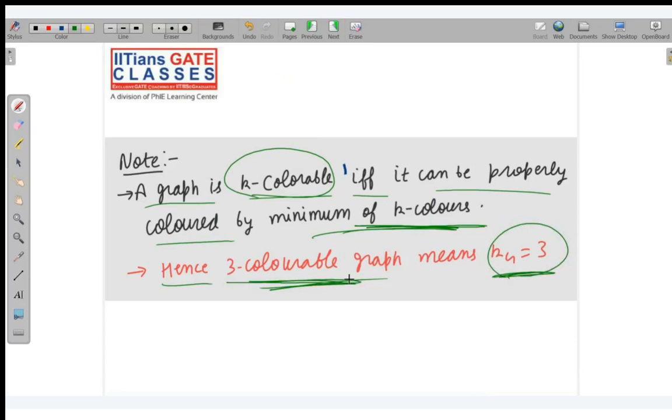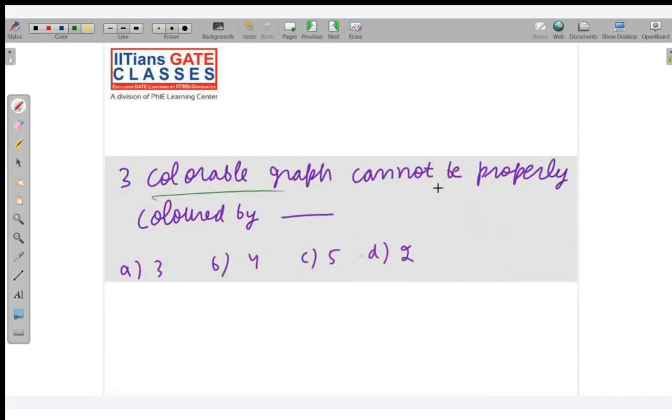Okay. Take snapshot. Okay. So a 3 colorable graph cannot be properly colored by, obviously it cannot be properly colored by 2 colors. 3 colorable means kg is 3. kg 3 means the minimum color needed is 3. So how can you color it by 2 colors? Not possible. Properly colored, no? So 2 is the answer. Any doubt? No, sir. Okay. So let me jump to the next slide.